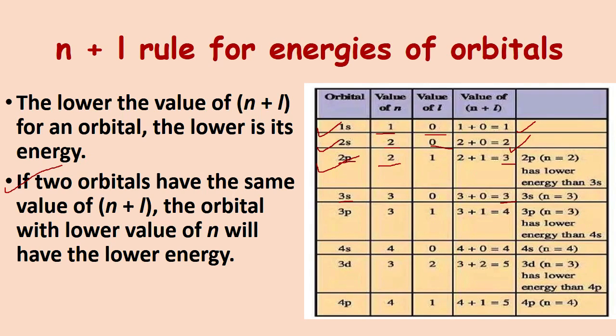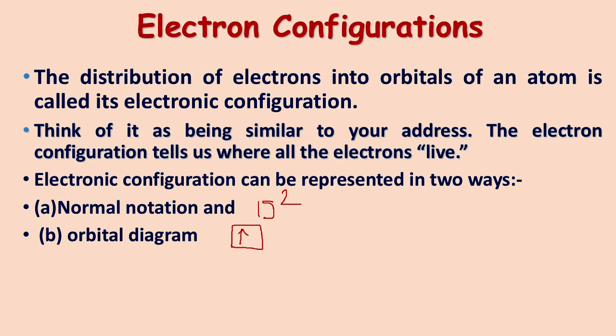If two orbitals have the same value of n plus l, the orbital with lower value of n will have the lower energy. So 2p, which has a lower value of n, has lesser energy than the 3s orbital. So by using n plus l values, we are able to find the electronic configurations.